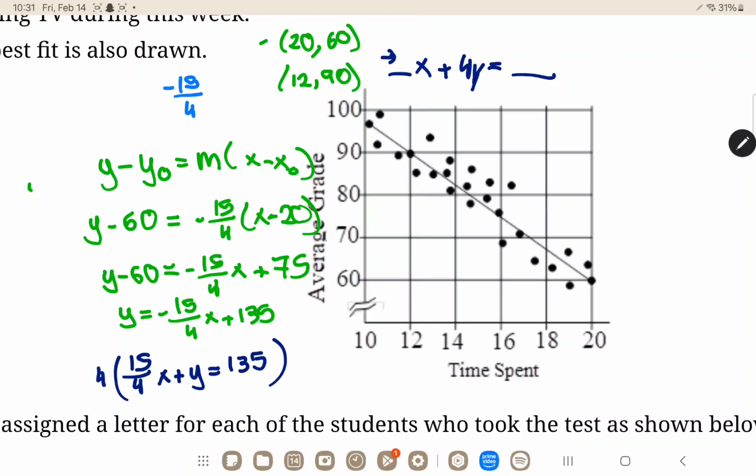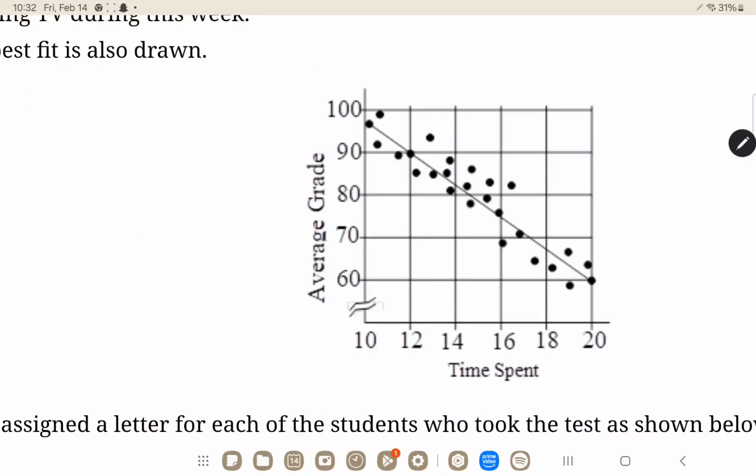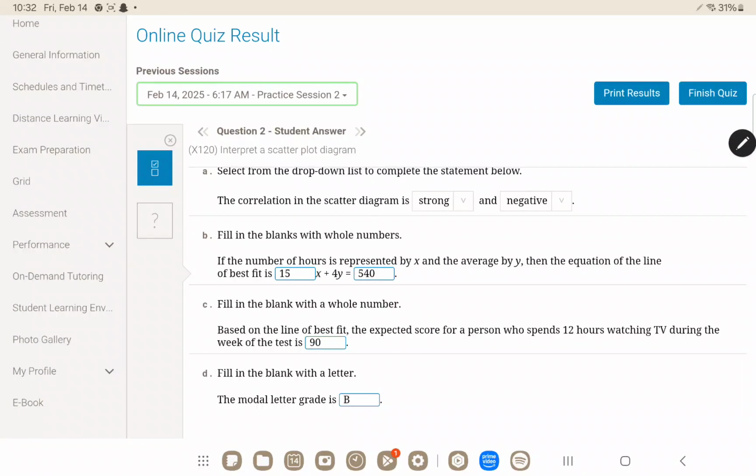Now what this gives us in the end is 15x plus 4y equals 135 times 4, which you're going to find to be 540. And that is your equation of the line. Now, that's part A and B solved.